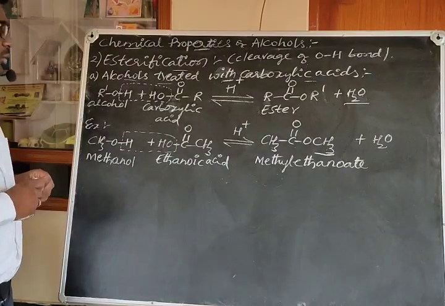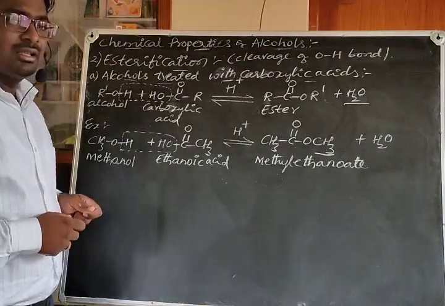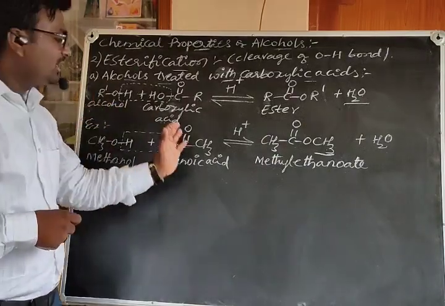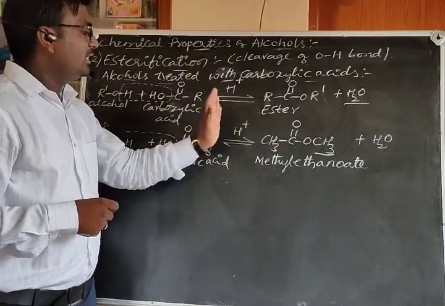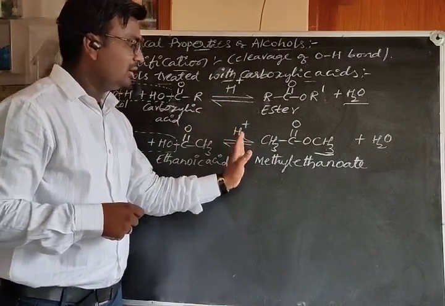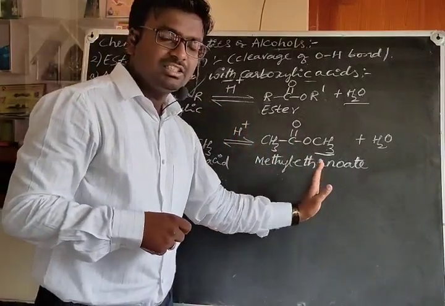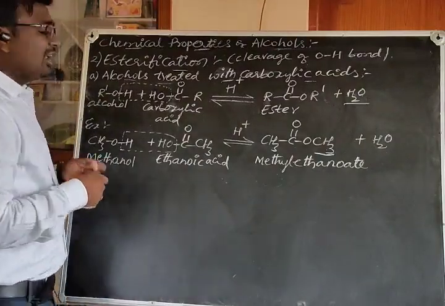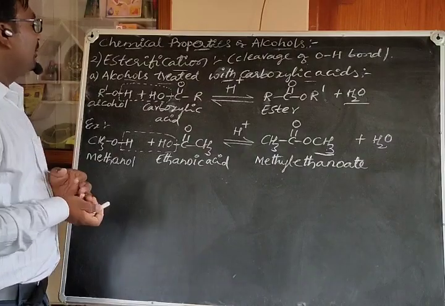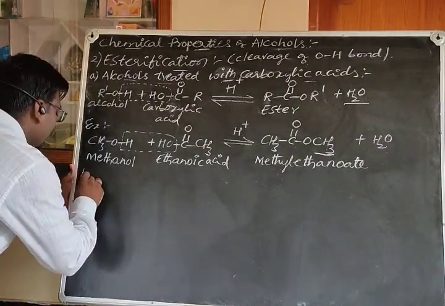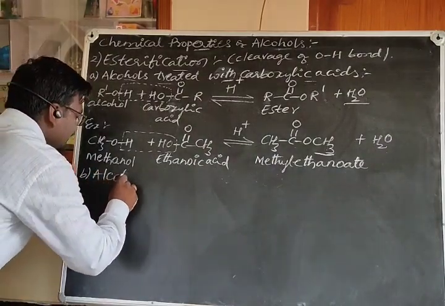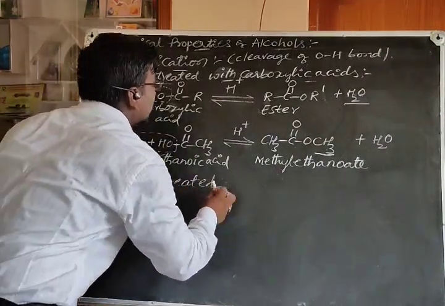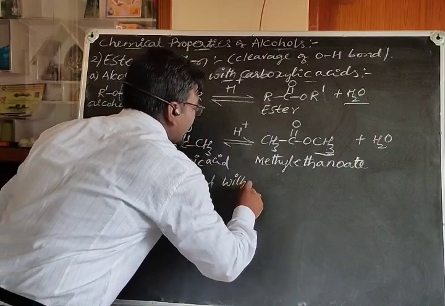So what is the esterification process? Alcohols treated with carboxylic acids in the presence of an acid give the esters. This process is called esterification. Here we can also see the esterification by treating the alcohols with acid anhydrides.